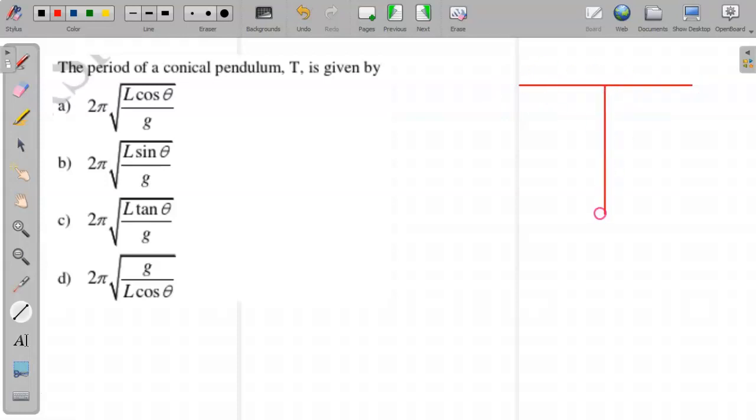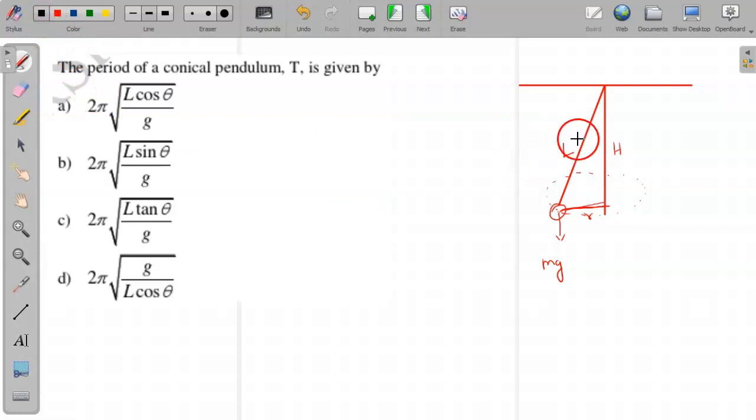So here is a height, and here is the conical pendulum with an angle theta, and it has a mass and vertically acting. This is mg, and this is the length of the conical pendulum. This is the height, and it is moving in a circular path with the radius r.